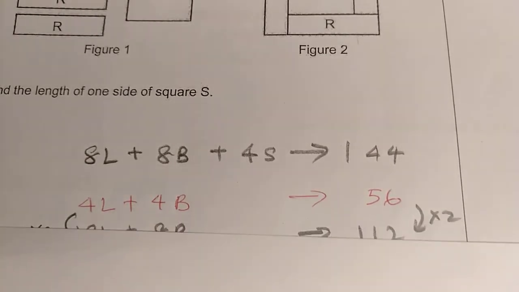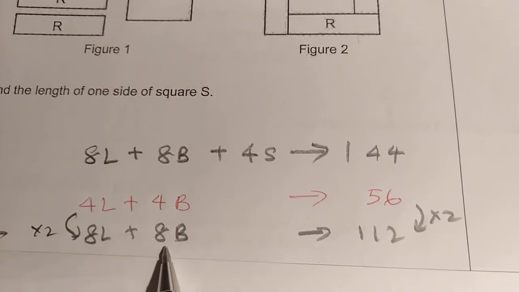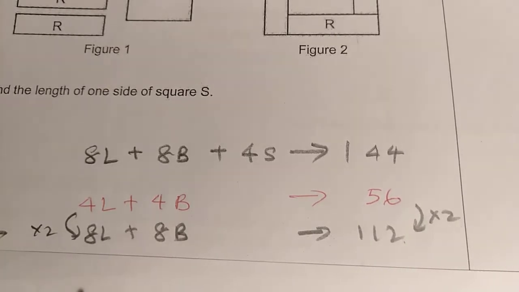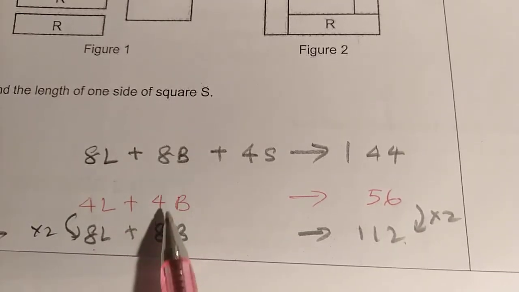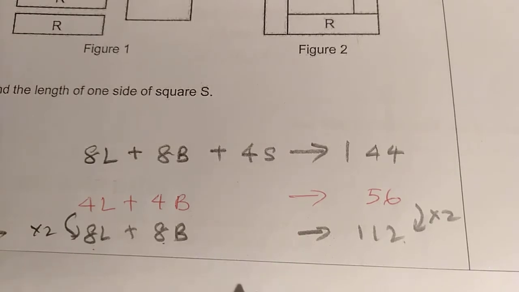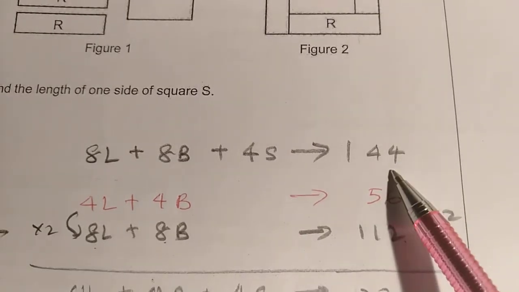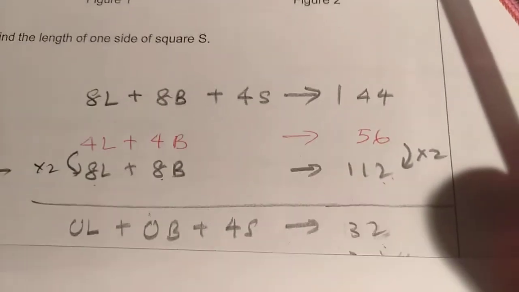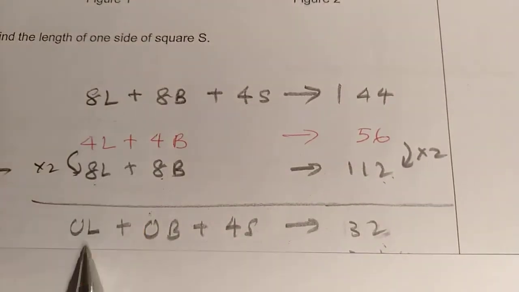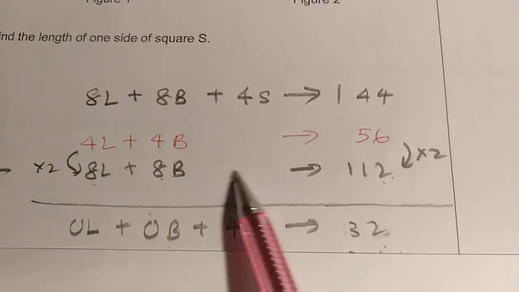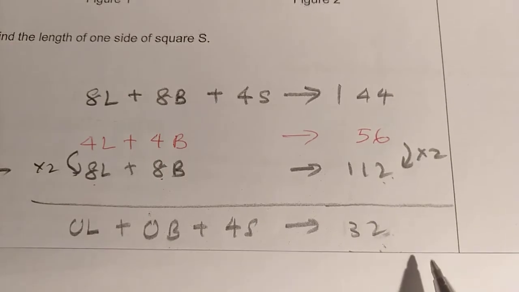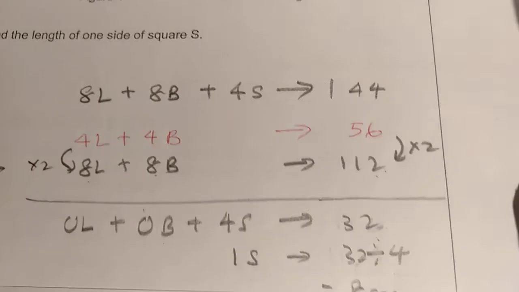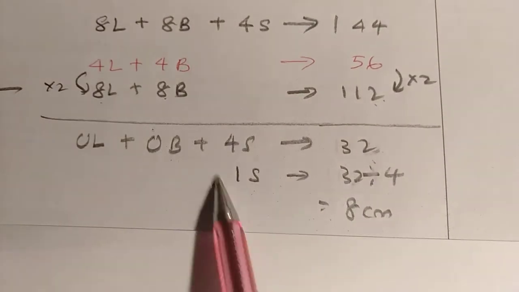How do I change this? I multiply by 2. I'll have 8 lengths plus 8 breadths, I times 2, I have 112. Then I subtract the first row by the last row. 8 minus 8 is 0, 8 minus 8 is 0, 4 sides minus nothing is 4 sides, 144 minus 112 is 32. Now I have 4 sides is 32, so 1 side is 32 divided by 4, and I get 8 cm. And that is one side, which is what we're supposed to find, one side of the square.